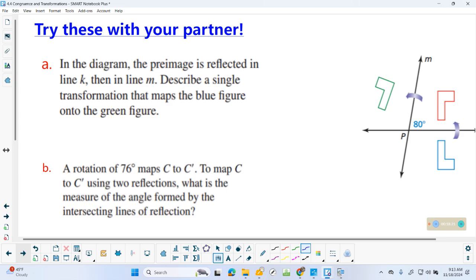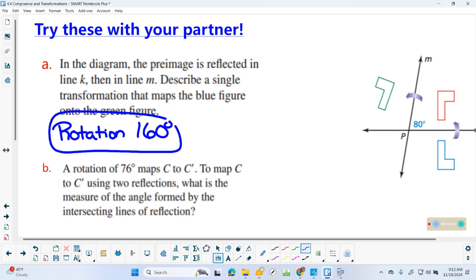Okay, look at this picture. In the diagram, the pre-image is reflected in line K, then line M. So double reflection. Describe a single transformation that maps the blue onto the green. So first off, a double reflection makes a single rotation. And I just need you to do a little mental math here for me. How many degrees? 160. 80 and 80, 160. This is too easy, my friends.